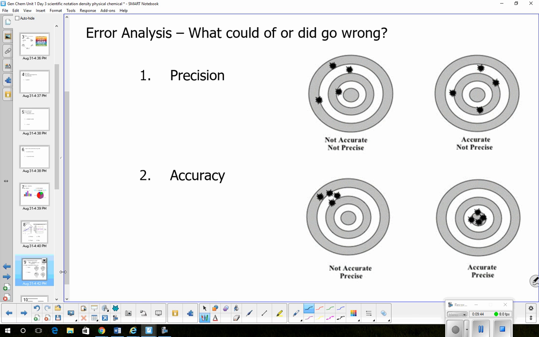I was precise, but I was still going for Lacey. Lacey's still the one I'm trying to hit. So what was I? Was I accurate or precise? Precise. So if I'm in lab and I'm doing the same wrong thing every single time, I'm going to get the same answer. I'm going to go, yes, I got the same answer. But it's wrong. Right?